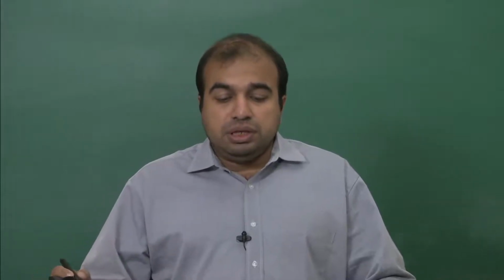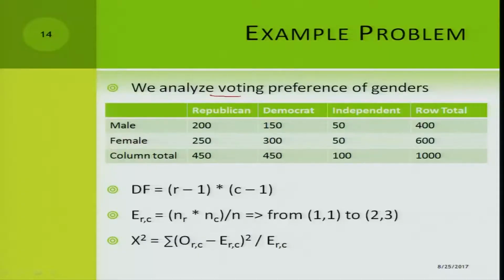So, the example problem that we are going to analyze is: is voting preference influenced by gender? We are trying to see whether the gender, or sex, of a person and voting preference are independent. This is the question we are trying to answer.